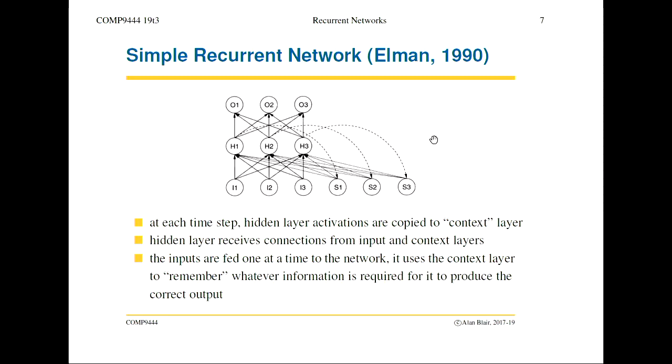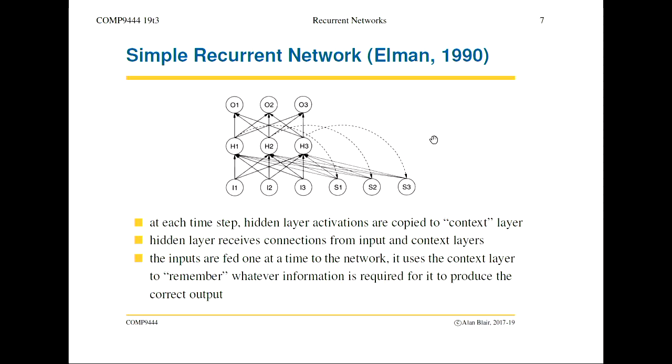So you feed in the first input, and you get an output, and then you copy the hidden layer to the context layer, and then at the second time step you feed in the second input. When it says I1, I2, and I3, these are three inputs corresponding to one time step. So the inputs for the second time step are fed in, and there are weights from the input layer to the hidden layer, weights from the context layer to the hidden layer, and from the hidden layer to the output layer.